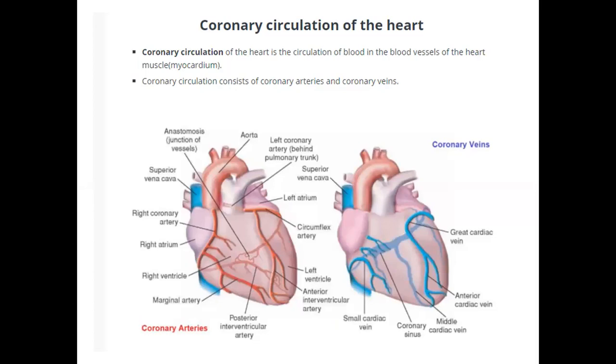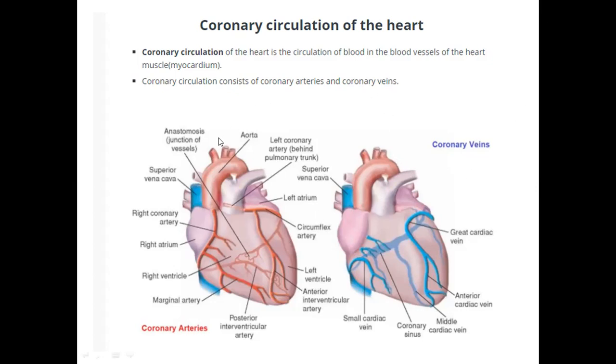So the coronary circulation of the heart is a circulation of blood in the blood vessels of the heart, that is the myocardium. So it is the muscle of the heart that needs the blood to function. So coronary circulation simply means blood circulation to the myocardium or to the muscles of the heart. Now the coronary circulation consists of coronary arteries and cardiac veins. So here, this slide says it is coronary veins, but you could call them cardiac veins also. So we have coronary artery and cardiac veins.